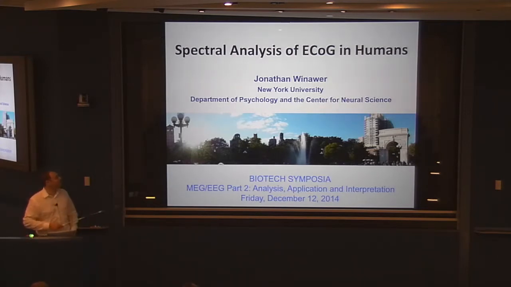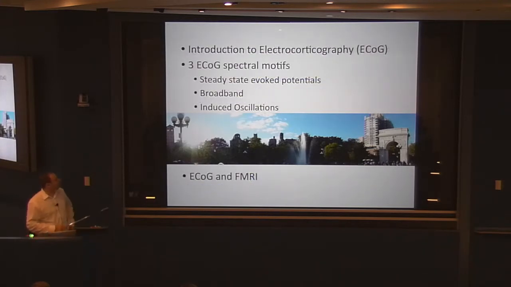Today, my topic is going to be spectral analysis of electrocorticography in humans. I don't teach this topic, unlike Jonathan, and my talk's a little shorter, so there may be less nitty-gritty practical advice, but I hope there will be some conceptually useful overviews and some new thoughts. So the outline is first I'm going to give you an introduction, tell you what this method is, what we do with it, and then I'm going to talk about some spectral motifs that we see in electrocorticography data.